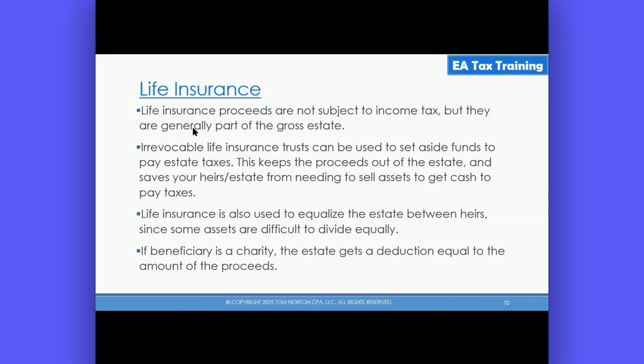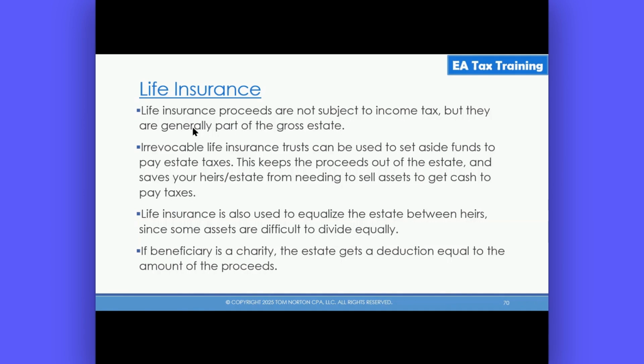Here, a trust owns the life insurance and is the beneficiary of the life insurance. So when the person dies, the money goes into the trust. When that happens, it is not considered part of the estate because it is in an irrevocable trust. It is not part of the estate. And what this can do is give the estate cash in order to pay estate taxes. Remember, we said it is the estate that is responsible for paying the estate taxes, not the one who receives the inheritance. It is the estate.